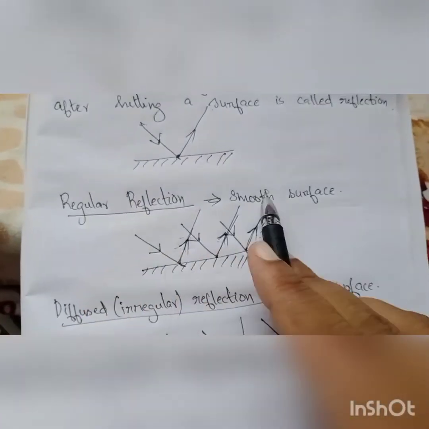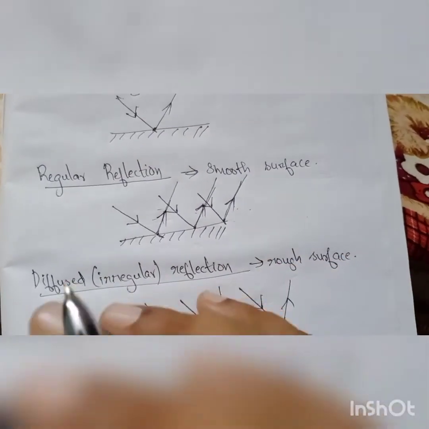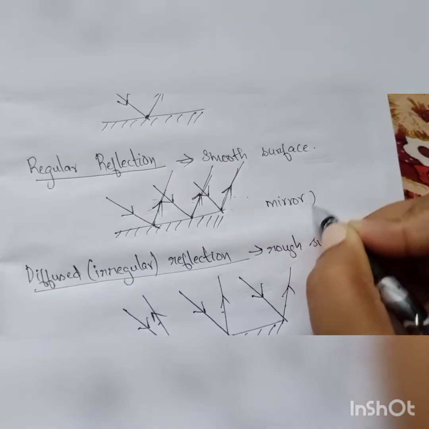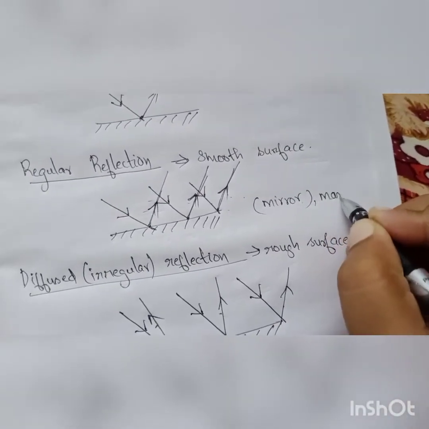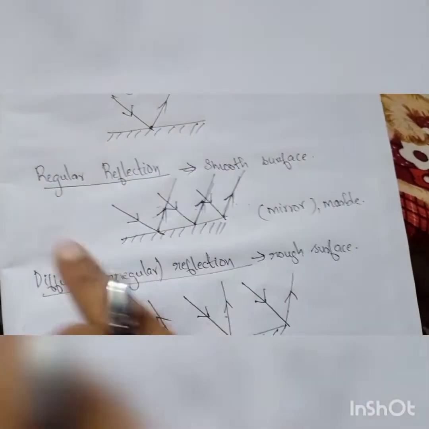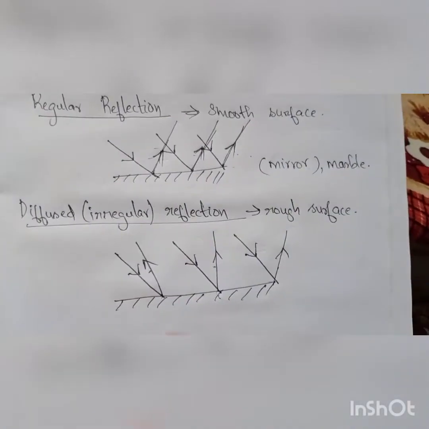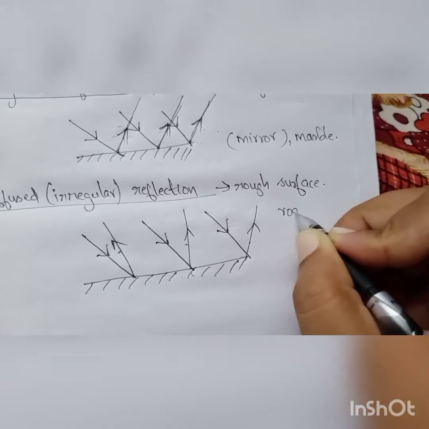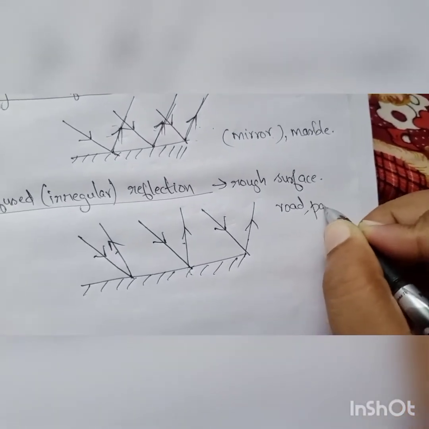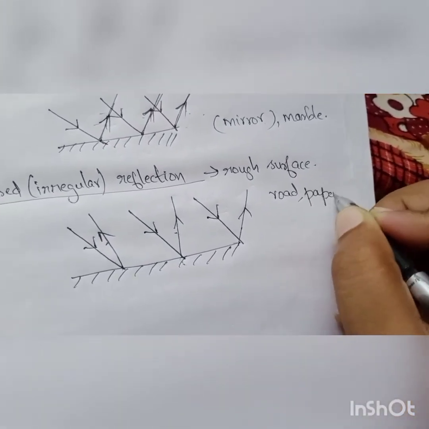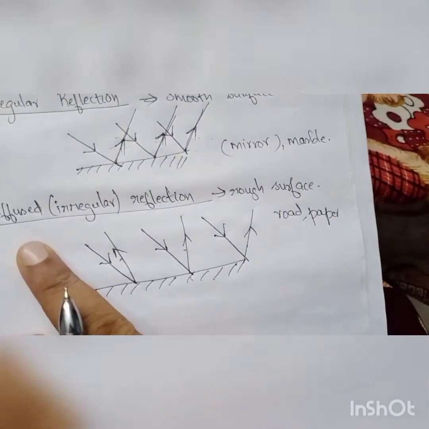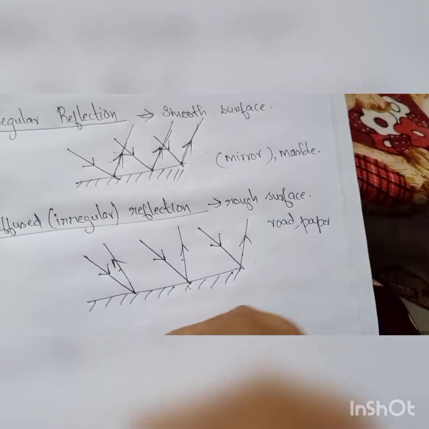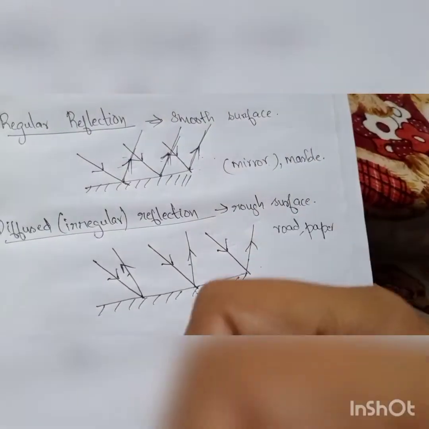Regular reflection means a reflection which happens on a smooth surface, for example, the reflection on the surface of a mirror or on the surface of a marble. These are all examples of regular reflection. But if the reflection is happening on a rough surface, for example on a road or on a paper, that is called irregular reflection. The parallel beam of light falling on the surface will not reflect parallelly.